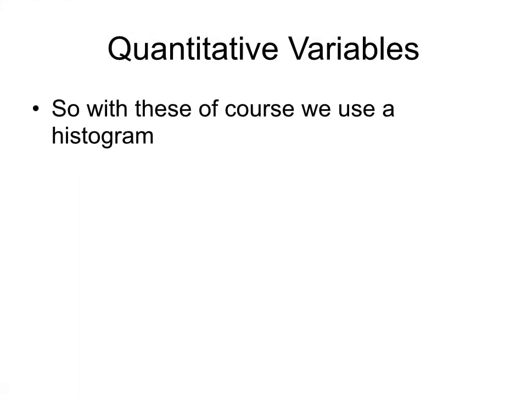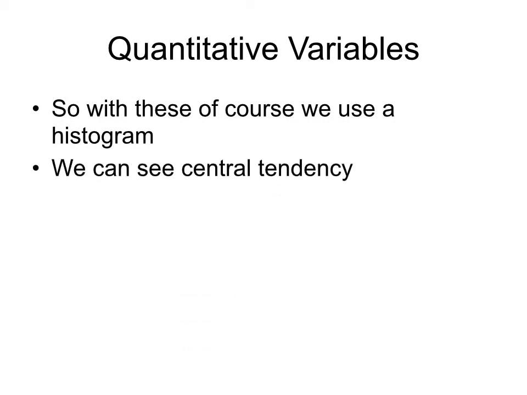Now, quantitative variables, though, we can use the histogram. Quantitative variables are just variables that have quantity. The numbers mean something. Now, you have to be a little worried about that. Just because there's a number doesn't mean the number actually means something, because they could just be categories that are numbers. Like TV channels, the numbers of TV channels don't mean anything.